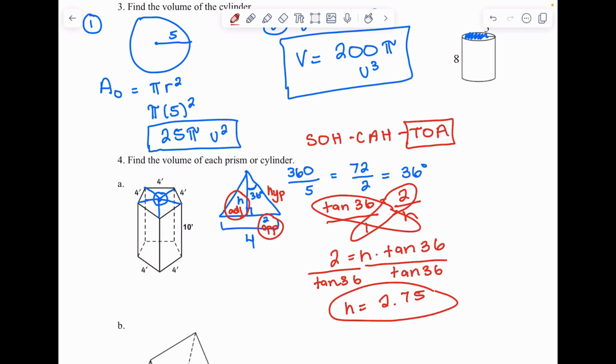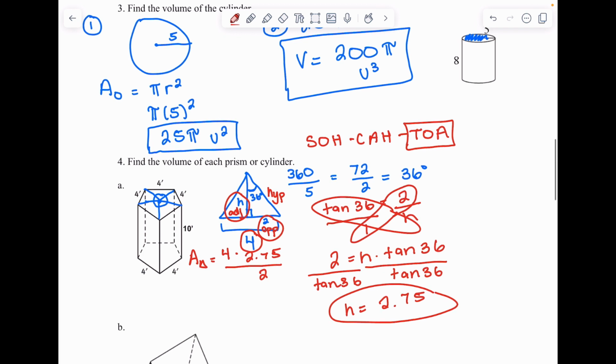Now that I have the height of my triangle, I can find the area of the triangle. So my base is 4. Make sure you use the entire base. Times 2.75 divided by 2, which gives me 5.5.